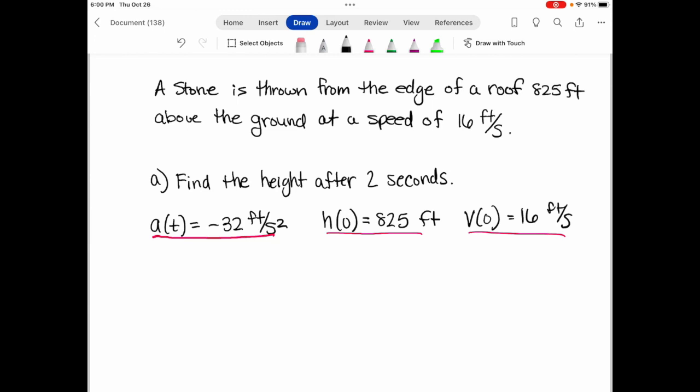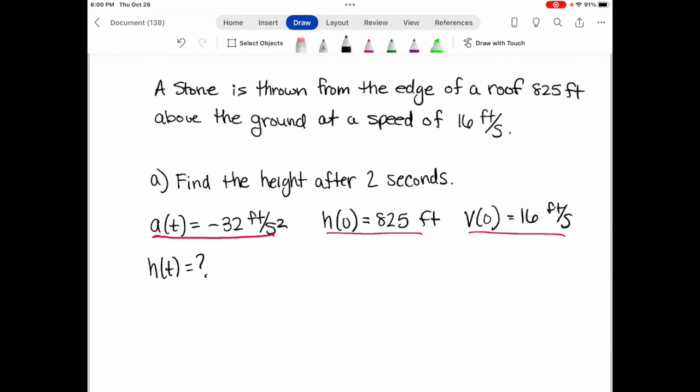So we have to find our height function, our h of t, because the question wants us to find the height after 2 seconds. Once we find our height function, we can plug in 2 seconds and find the height after 2 seconds. So that's our goal. Our goal is to find h of t.